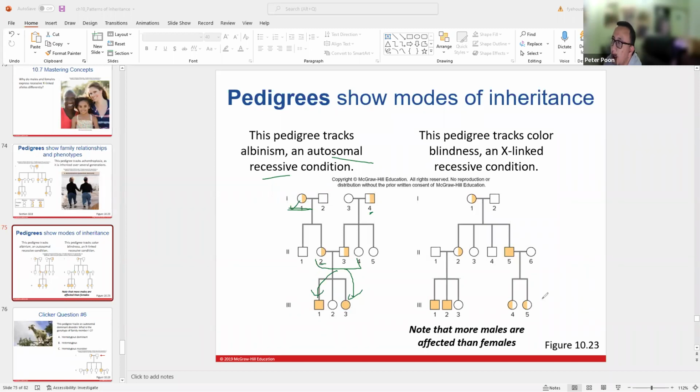In this X-linked recessive condition, you will see the same pattern. You skip generations. But in an X-linked condition, only males get it. Females never get it. So hopefully that makes sense.